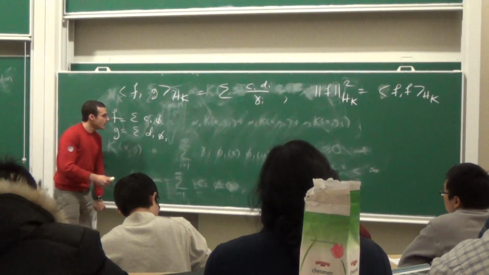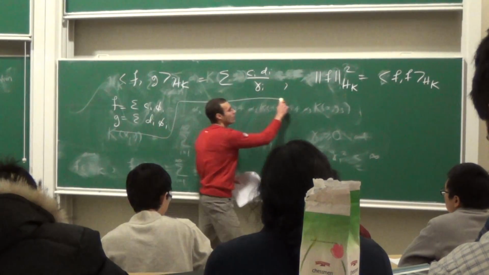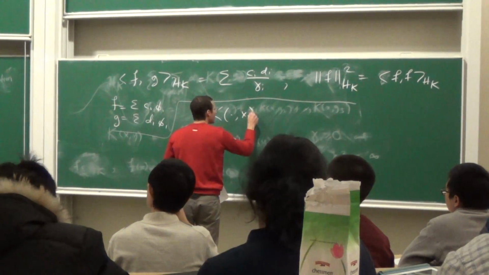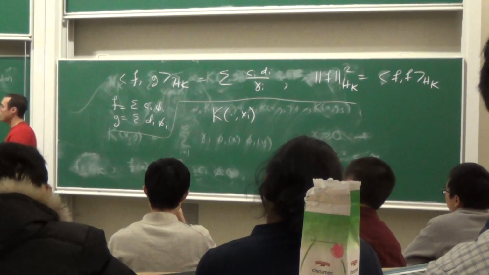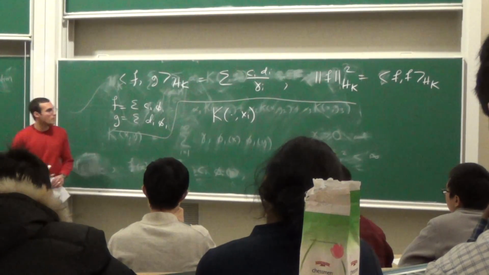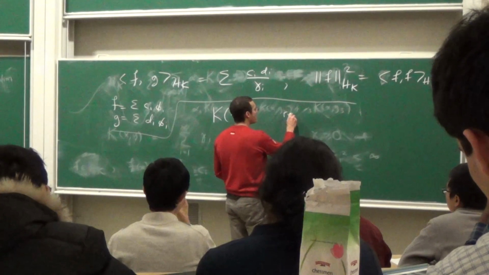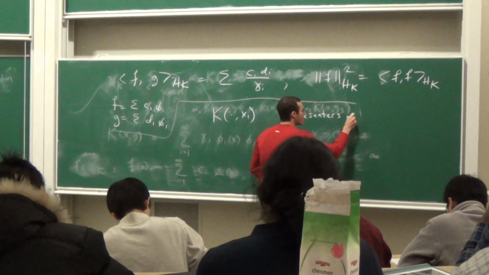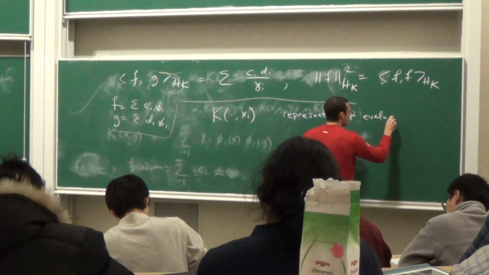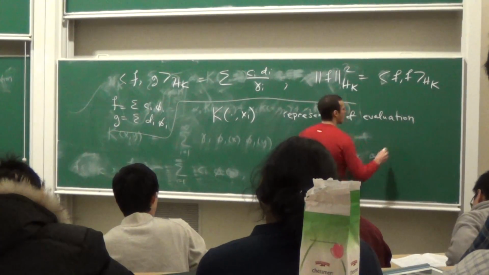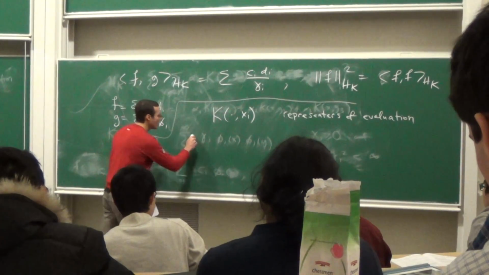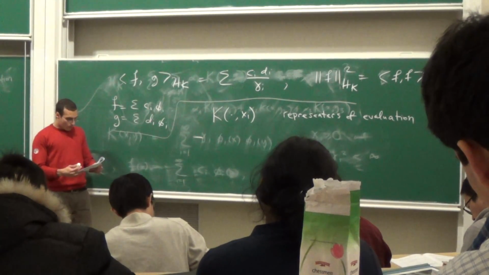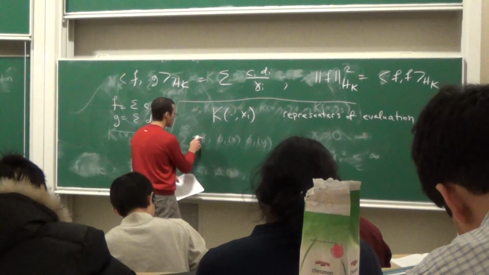Okay, and now these functions here, the kernel functions with the second argument fixed at one of the input points x_i, have these very special properties, and these are called the representers of evaluation. They're called the representers of evaluation for the following reasons. Well, it's really just the first reason.